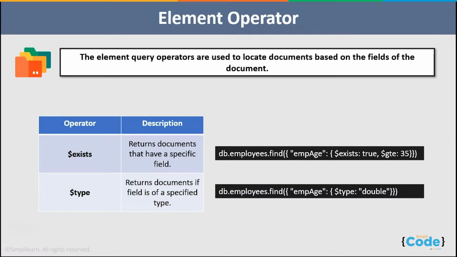And similarly, we have the type operator, which returns documents if the field is of only a specified type. If I take an example here, let's say I'm trying to find a field employee age again, and it is of double type. So if I want a particular field data type, I can use the type operator here. So that was all about element operators, guys.